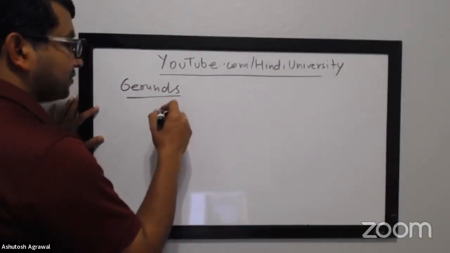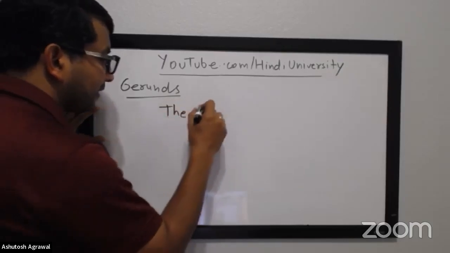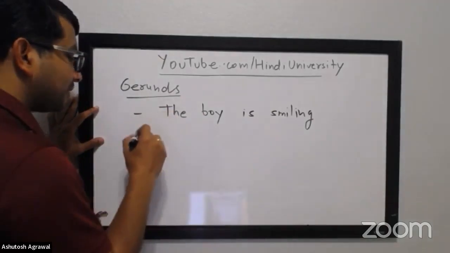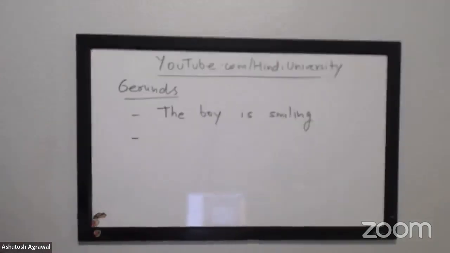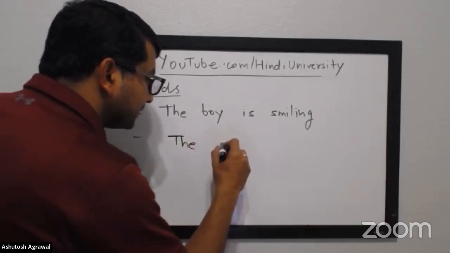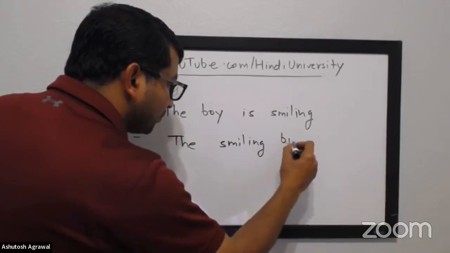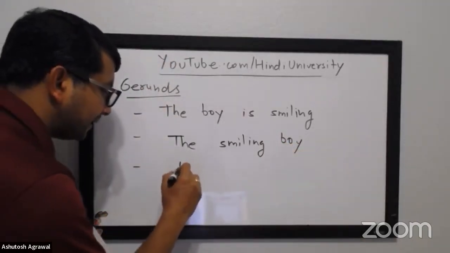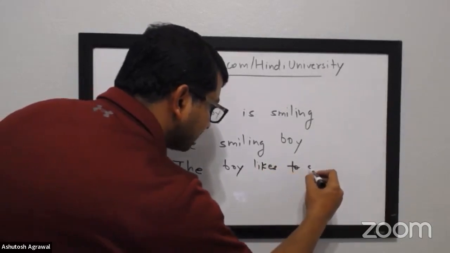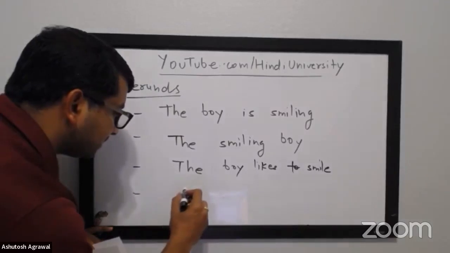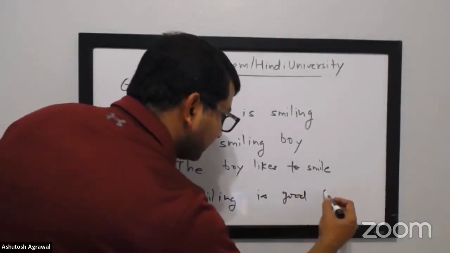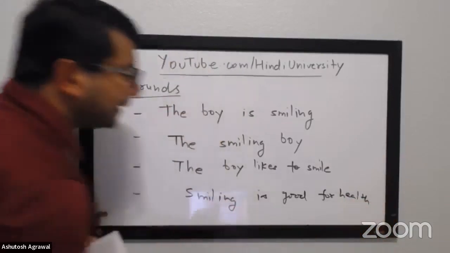So the first sentence I have is: the boy is smiling. Very simple sentence. You have probably come across it multiple times. The boy is smiling. The second one, same thing you can say, is: the smiling boy. The third one I like is: the boy likes to smile. And the fourth one is: smiling is good, for health or anything like that, right? For health. Four simple sentences.